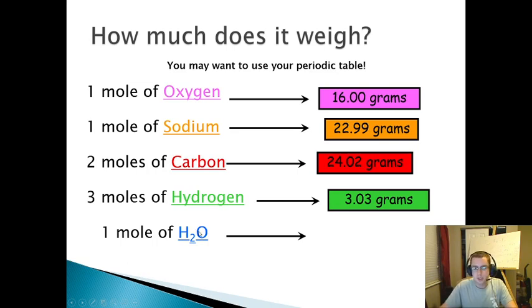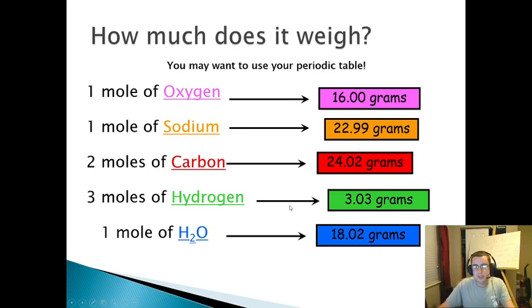Oxygen, looking at the table, is 16.00. Hydrogen is 1.01. So if I look at each of them together, for my hydrogen, 1.01 times 2 is going to be 2.02, plus my 16, because I've got to remember that. So 2.02 plus 16 is 18.02.